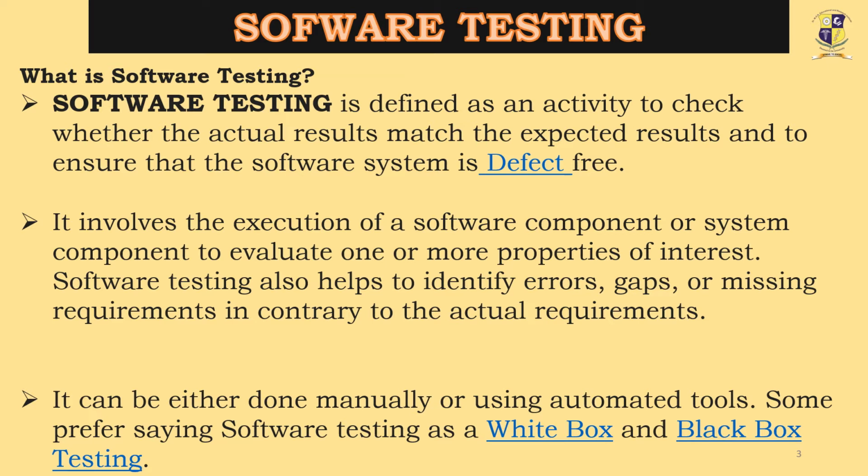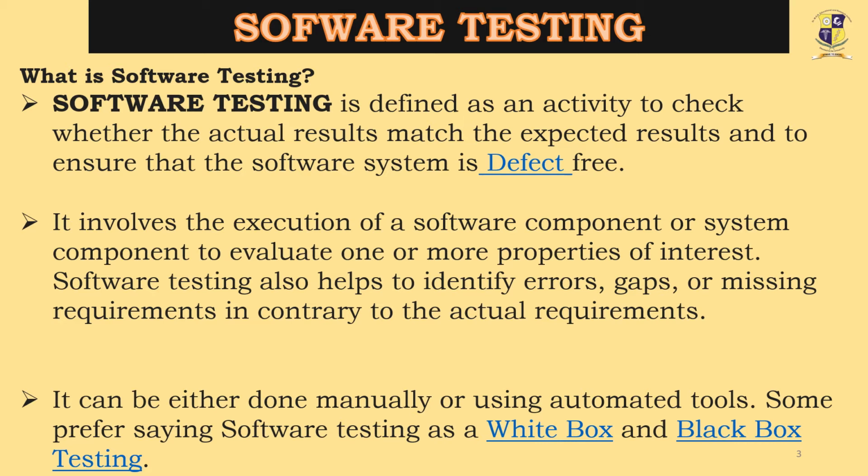So now you give the input 3, then you give the input 2, and then you press the add button. Now you will get a particular result. You need to check whether this actual result matches the expected result, which means the actual result should also be 5. Both match, which means that the addition function is working. This is how you check the actual result against the expected result. You also need to ensure that the software system is defect free, meaning there should not be any defects or errors in the software.